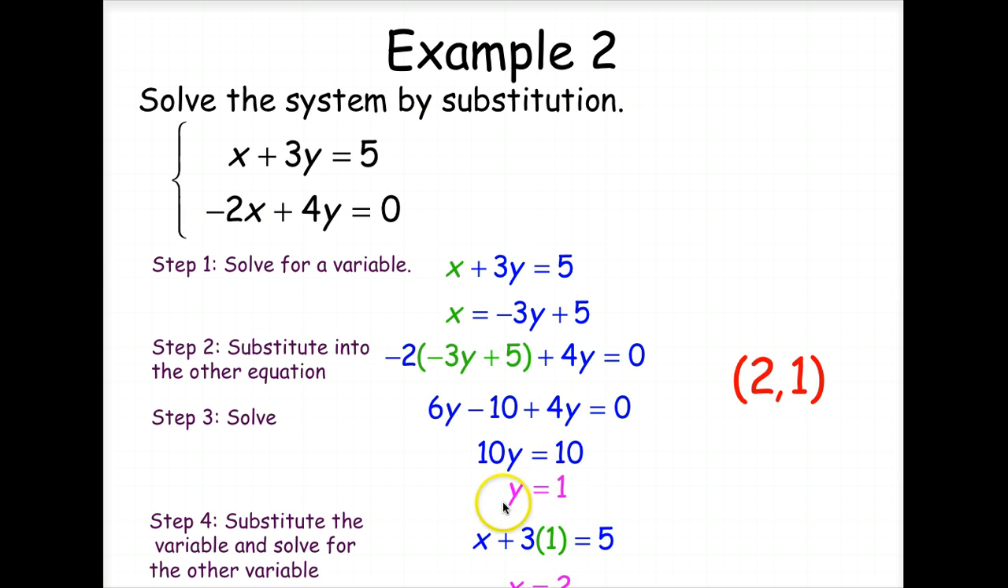Now notice, we solved for y first. Our answer is not 1, 2. Our answer is x, then y, so it's 2, 1. Very good. You're ready to begin working on the assignment.